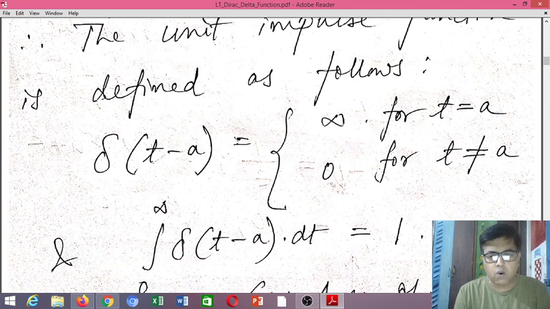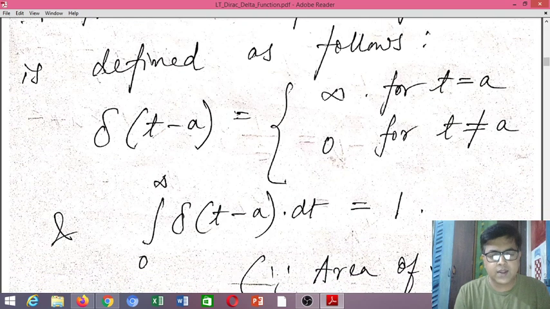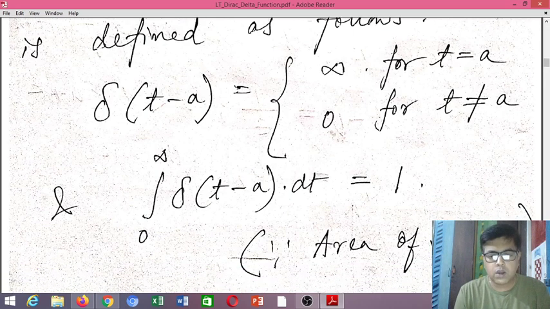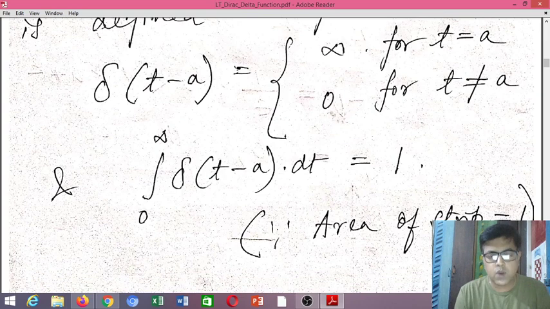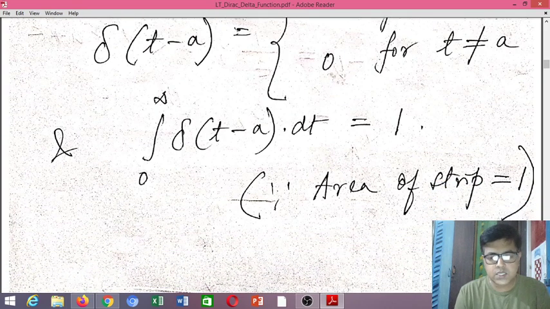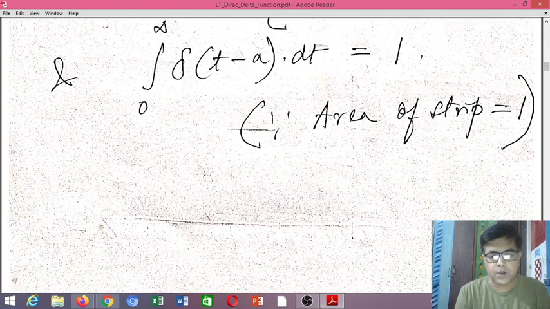And since the whole area of the rectangular strip is unity, if we integrate this unit impulse function delta t minus a from 0 to infinity, the whole area will be equal to 1. Because the area of the strip is equal to 1, which is unity. So this is a very important thing which you must remember.